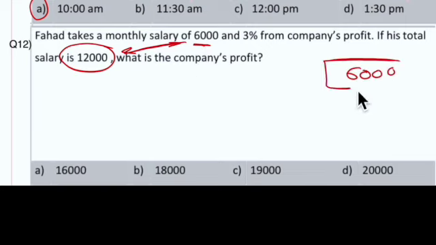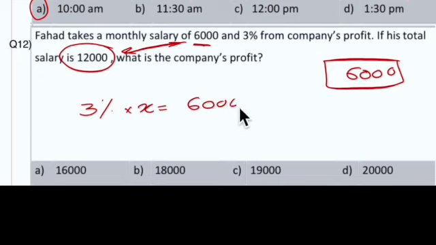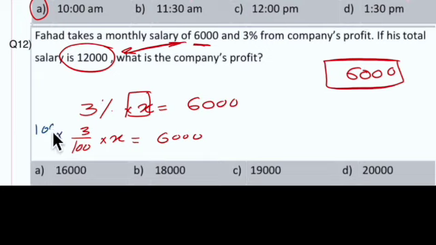Now 3% from X equals 6,000, and X represent the company's profit. We have 3%. You can change it from fraction, then multiply both sides times the multiplicative inverse. So it will be 3 over 100 times X. This is 6,000. Then multiply both sides times 100 over 3 to find the final answer.